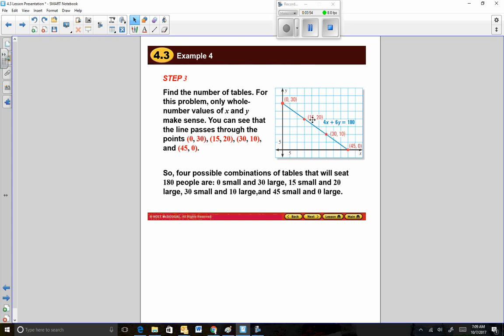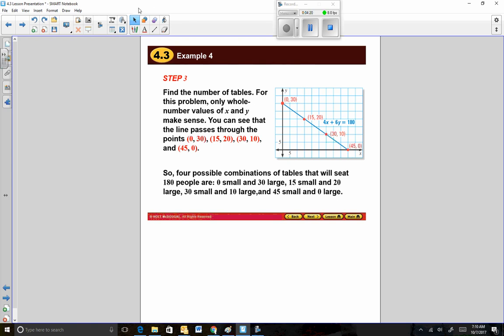And then the 15, 20, that point right there indicates that you can have 15 small tables and 20 large tables. And the next one was 30, 10, so you can have 30 small tables, 10 large. Notice that we're picking points where the line intercepts the graph in the background perfectly. And then the last one, of course, is 45, 0. You could have 45 small tables and 0 large tables.